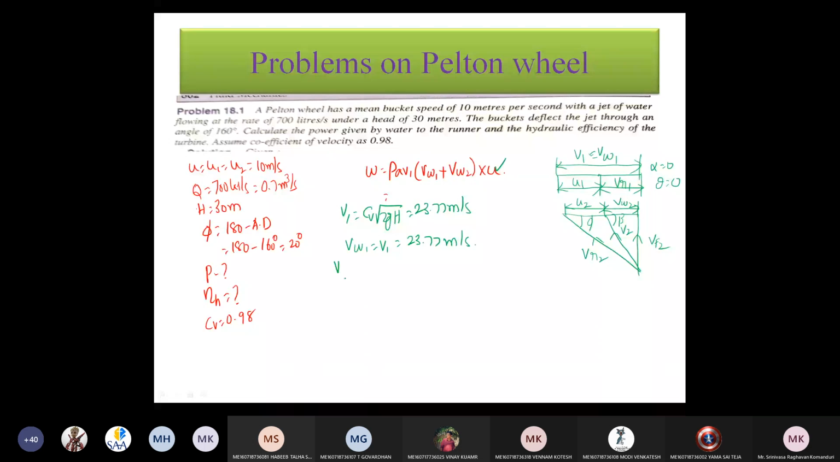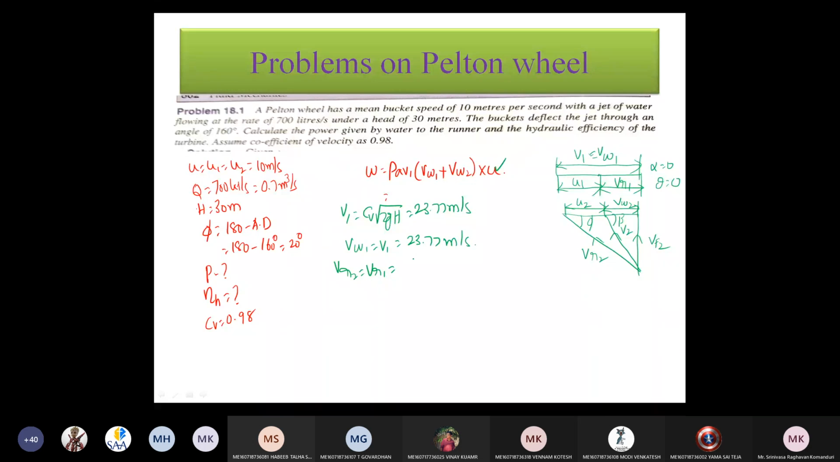One more condition is there. VR2 is equal to VR1. Always the relative velocity at inlet is equal to the relative velocity at outlet, because U1 is equal to U2. Tell me how to calculate VR1. We can calculate VR1 from V1 minus U. If you calculate VR1, you can find out the value of VR2 also.